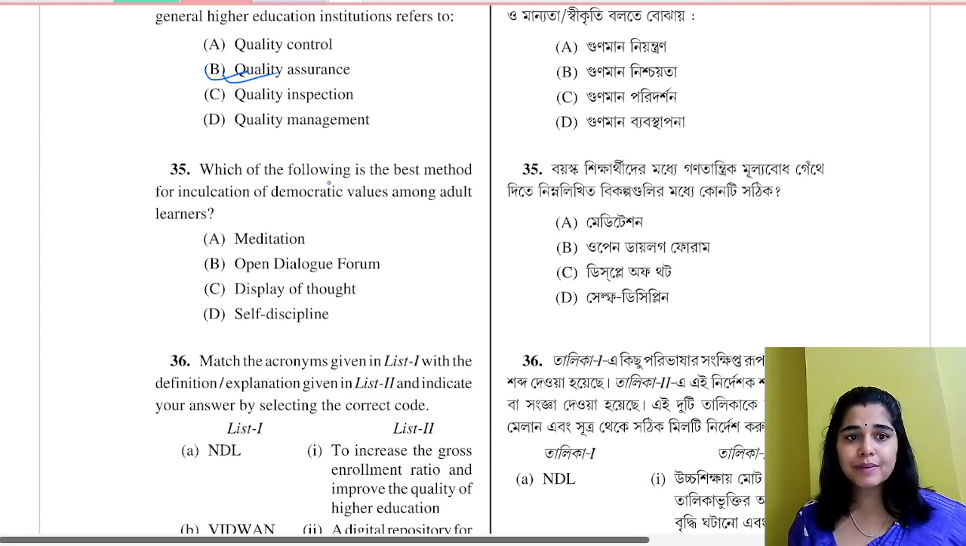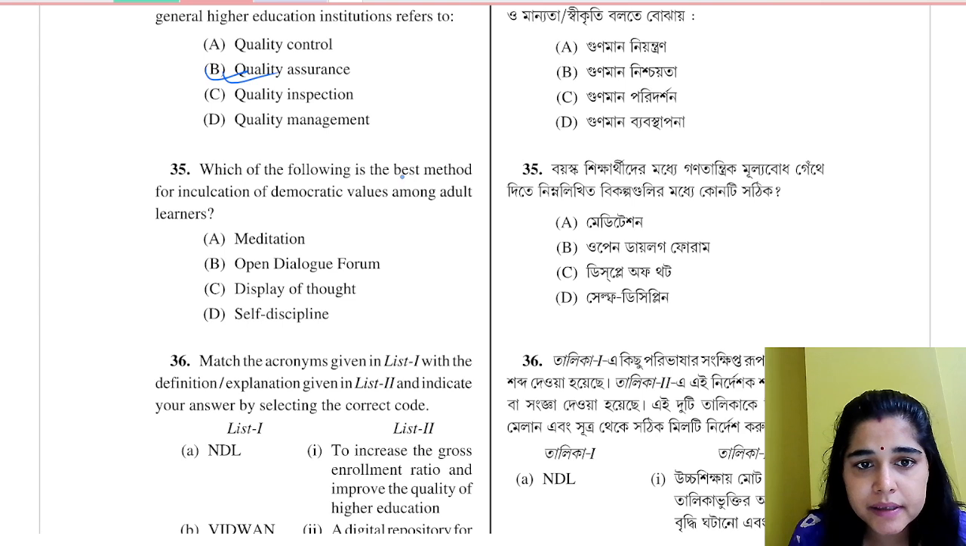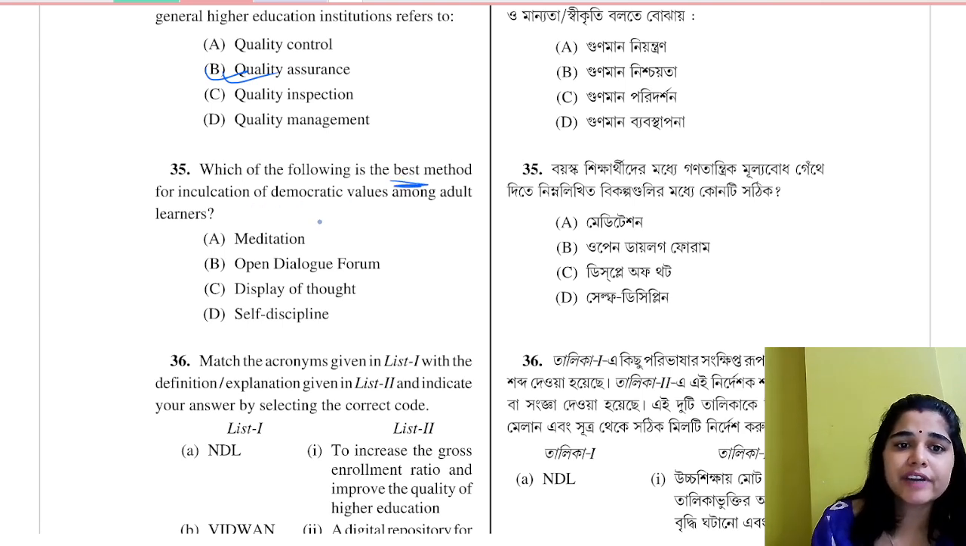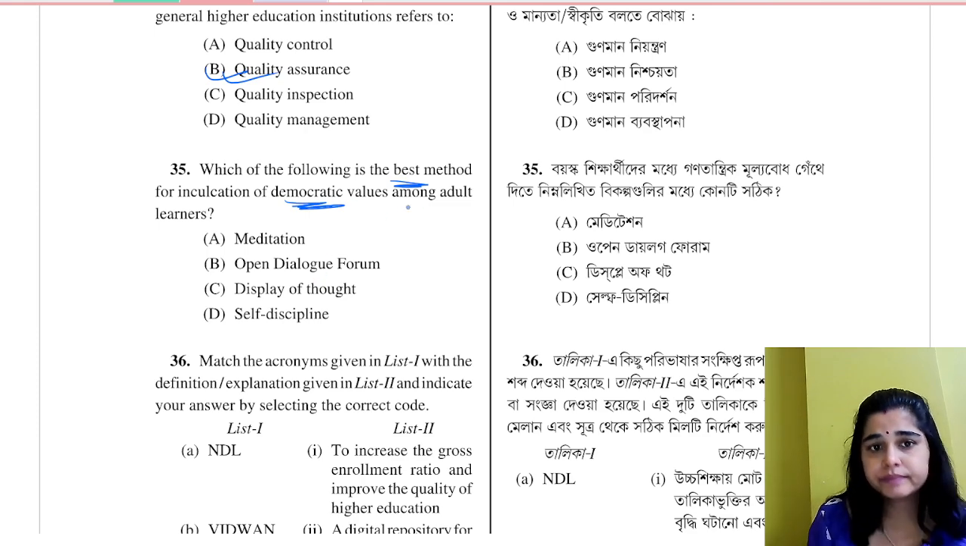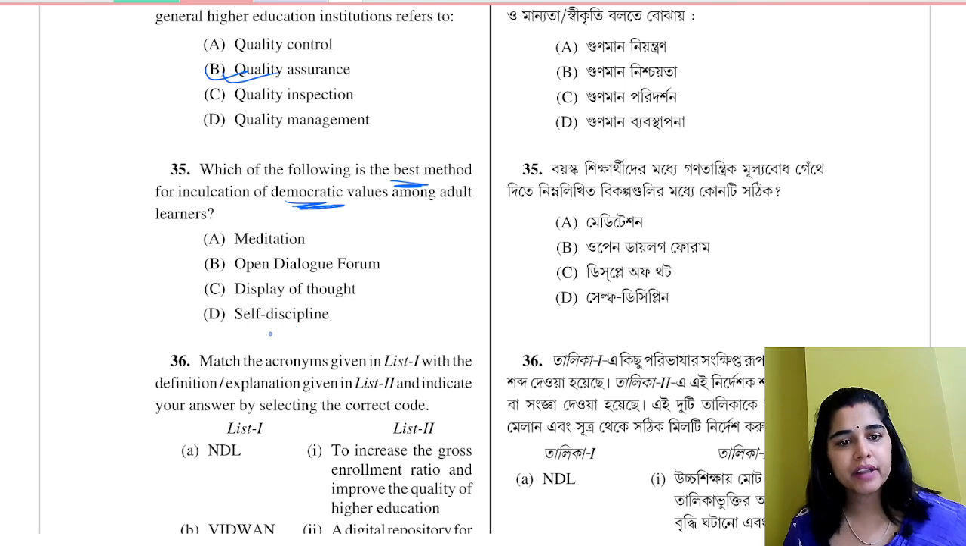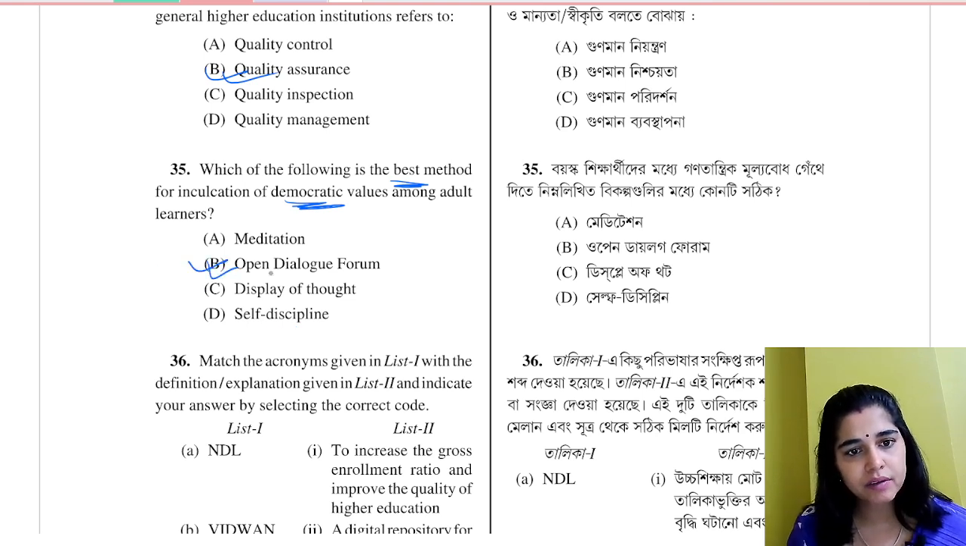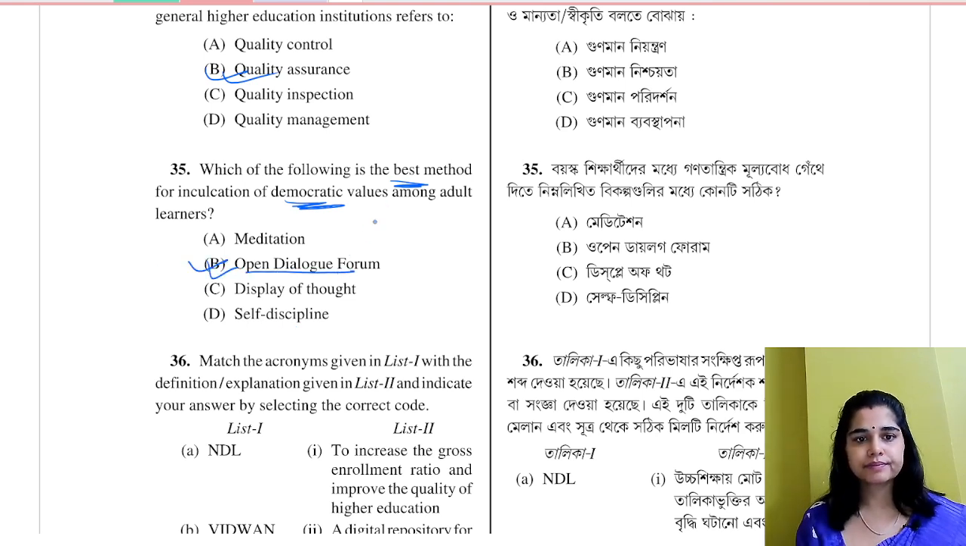Which of the following is the best method for inculcation of democratic value among adult learners? Which type of value? Democratic value. Among the adult learners, the answer provided for this question is open dialogue forum. Yes.